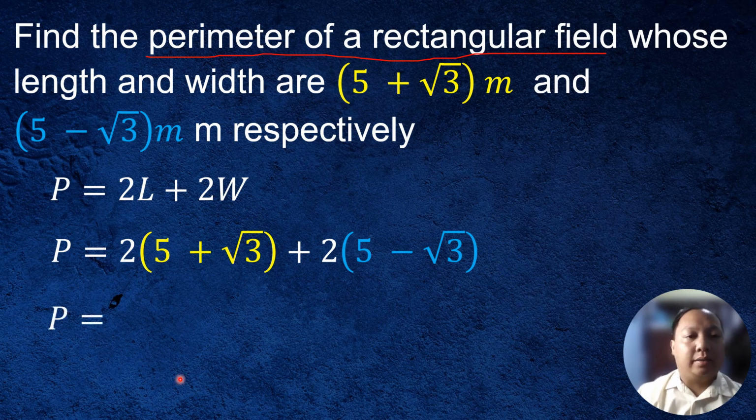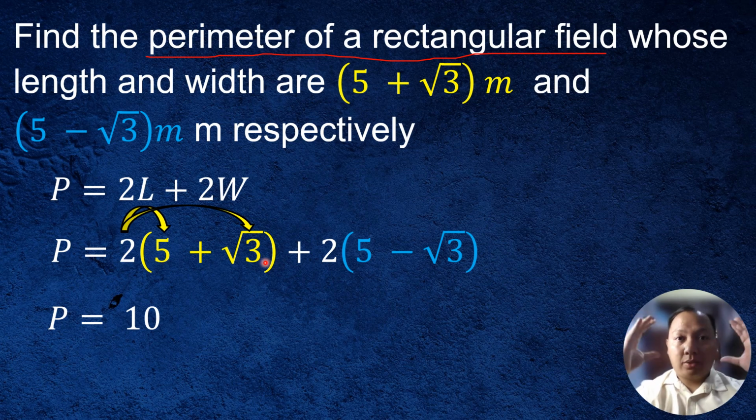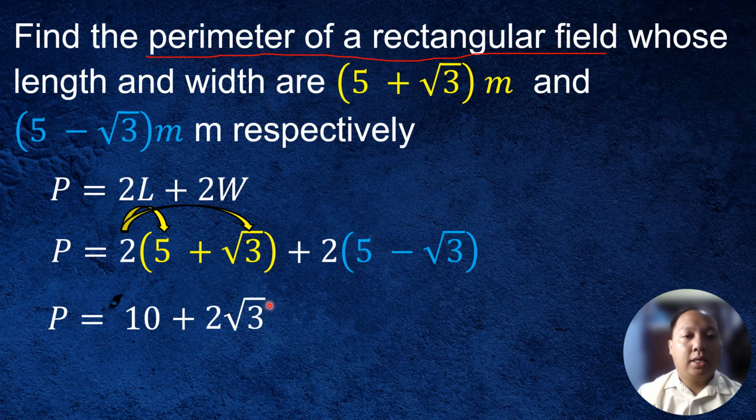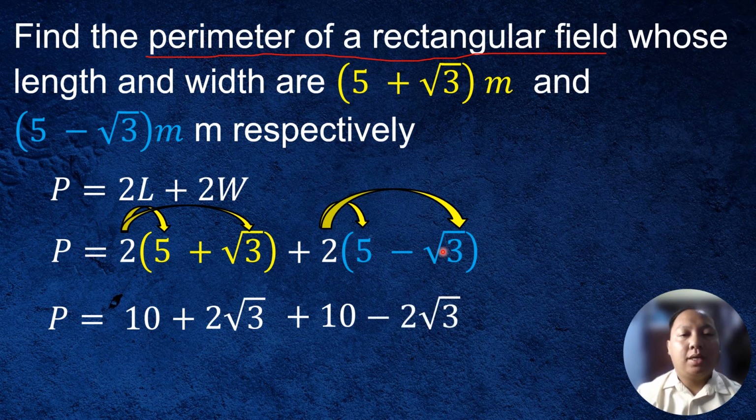Now, let's take them one by one. In this part, we will have the distributive property. So, 2 times 5 is 10. Then 2 times square root of 3, again, whole number to radical, we just join them, so it becomes 2 square root of 3. Next, 2 times 5 is equal to positive 10. Then 2 times negative square root of 3, whole number to radical, becomes negative 2 square root of 3. Positive times negative is negative.